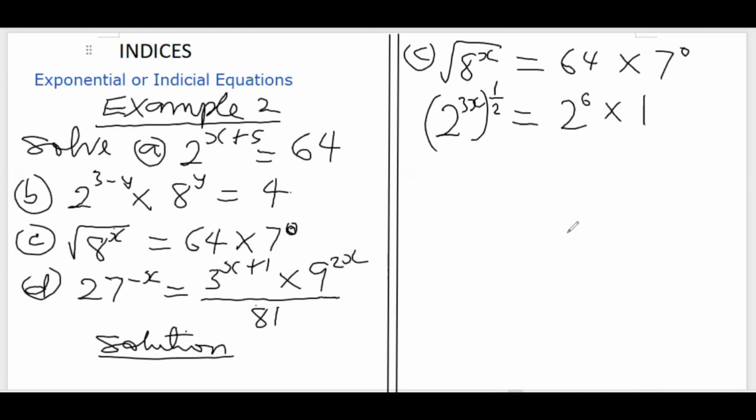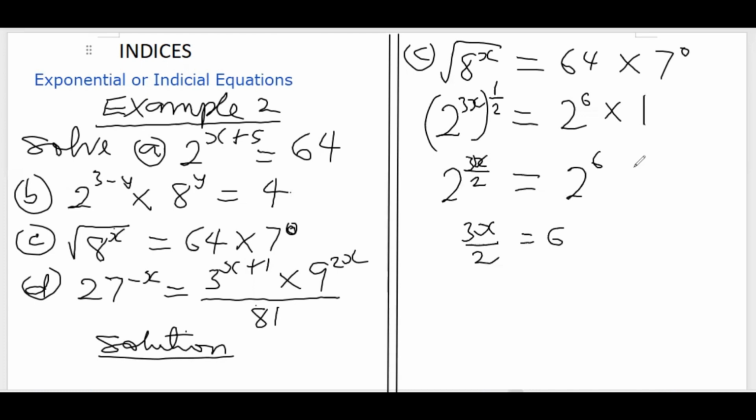And from here, we have 2 to the power of 3x over 2. If you simplify the fraction, multiply 3x times 1 over 2, is 3x over 2, which is 2 to the power of 6. Anything times 1 is that thing. From here now, we can see the bases are the same on each side. We can equate power. Equating power, we have 3x over 2 equals 6.